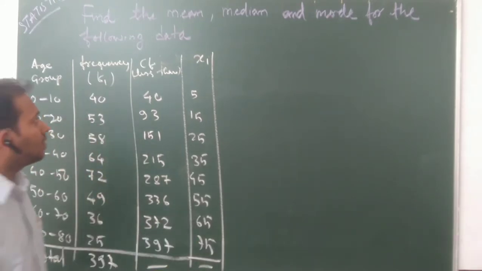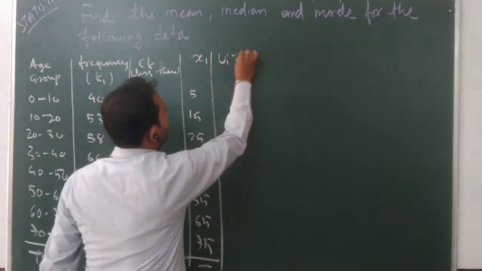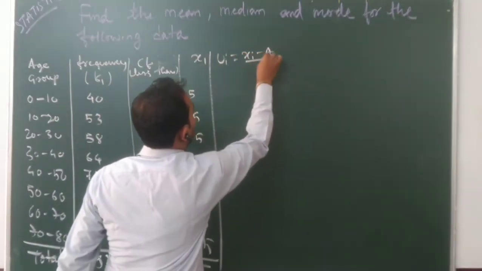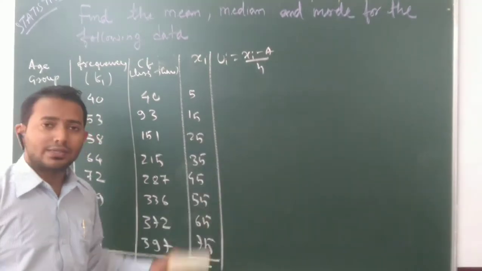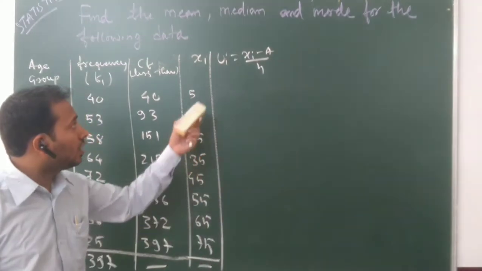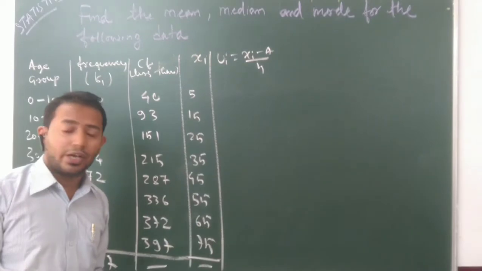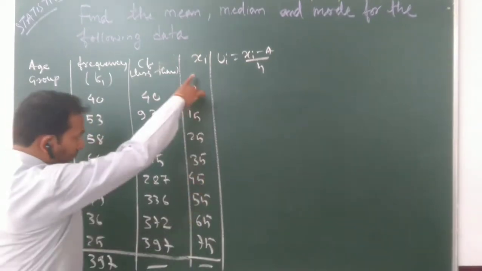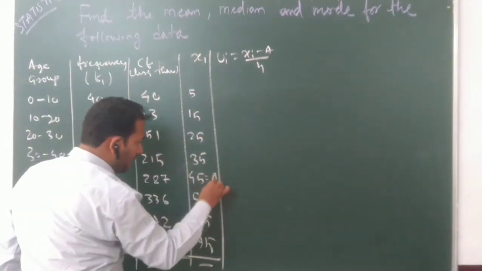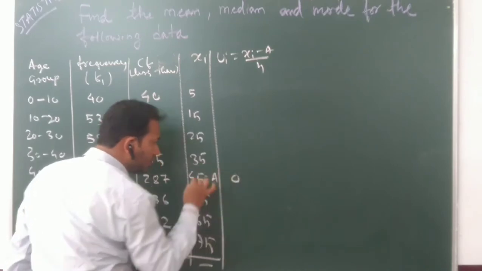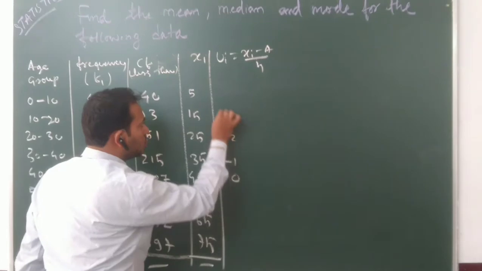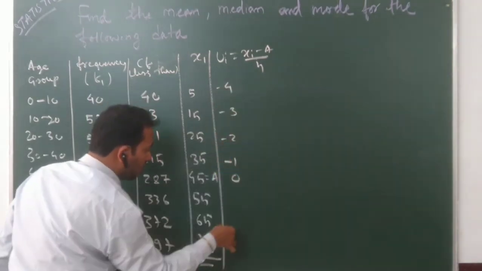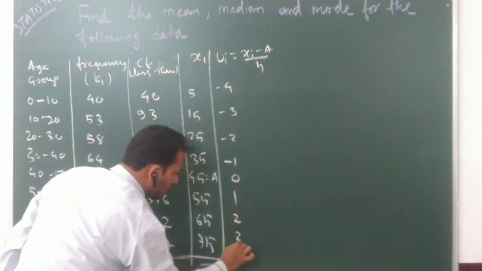Next, we proceed to ui, that is xi minus a by h. In the previous video I already discussed the step deviation method, and in that case we used a trick. The trick is that you take any one of the values as a, and that one will become 0, and if you proceed in the upward direction, it will be -1, -2, -3, -4, and if you go further down, 1, 2, 3, 4.